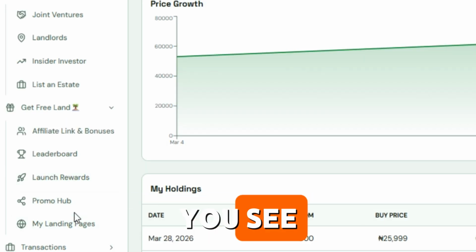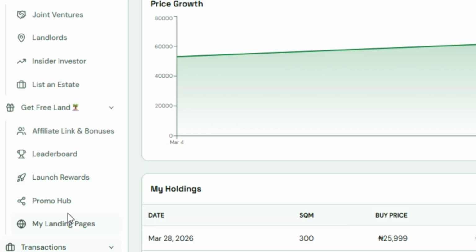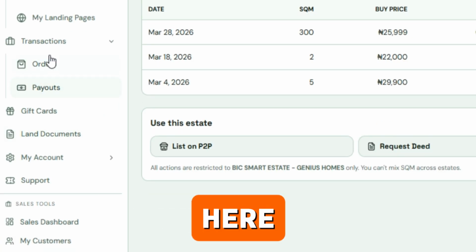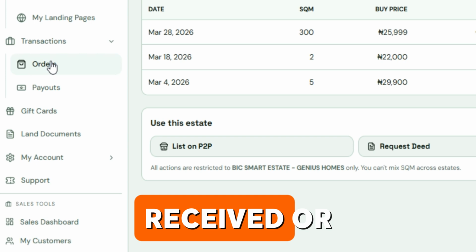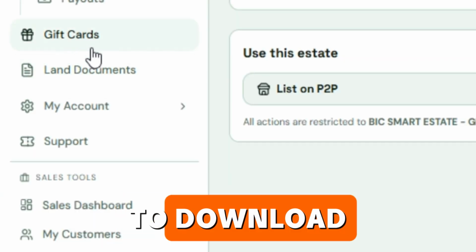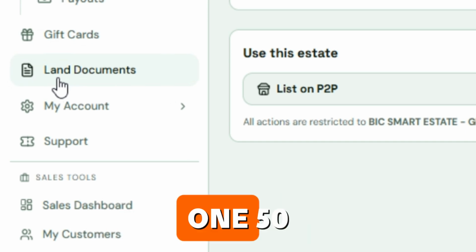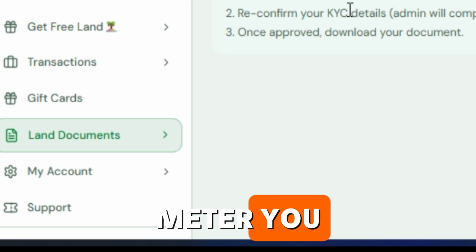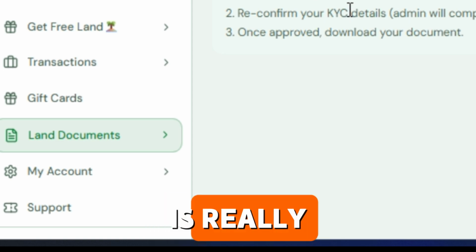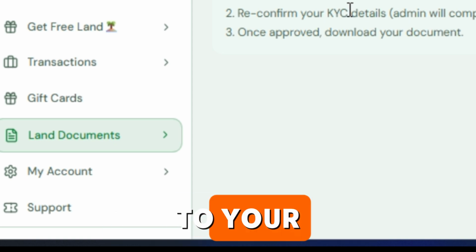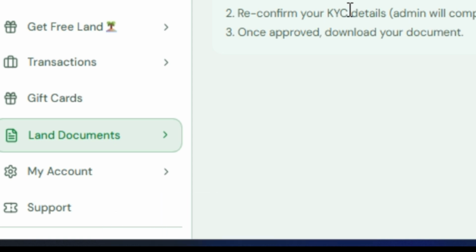Transaction, this is where you see your orders and your payouts. All orders you have performed will show here. All your payouts, or money that you have received or been paid, will show here too. Land documents, this is where you are able to download your land documents. From 150 square meters, you can download a land document. From 300 square meters, you can build on your land. But this is really where you get to see and download your land documents related to your estate or your lands.